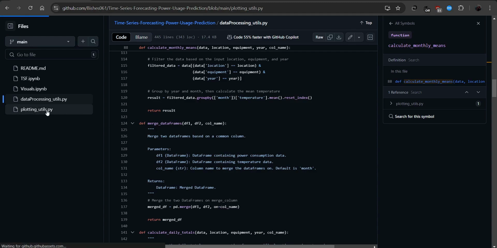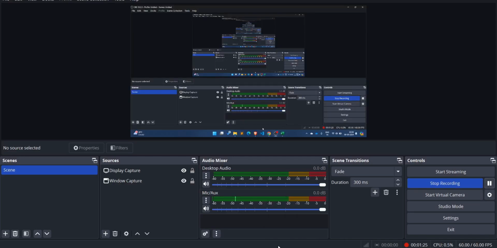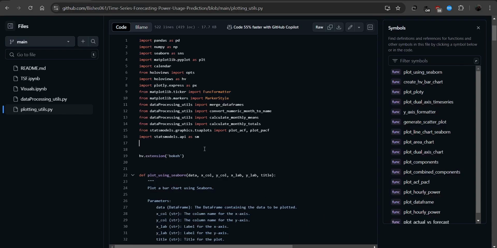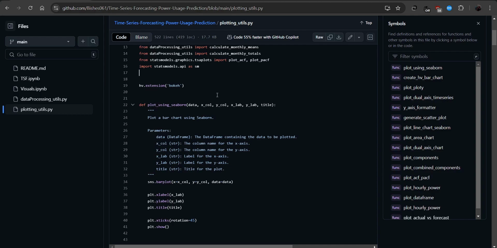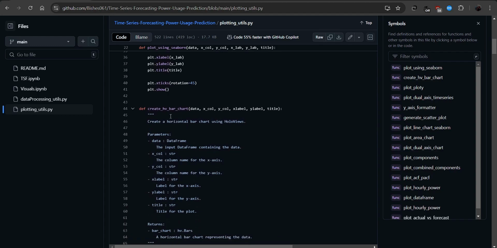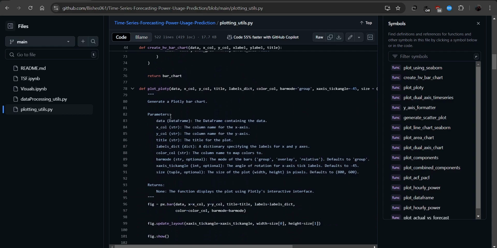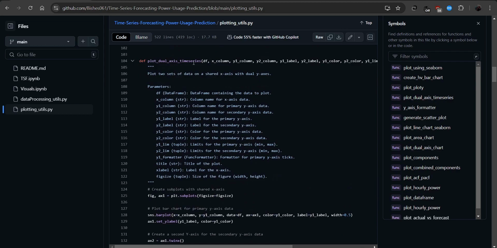Next, coming to the visualization parts. I used custom built plotting utilities from my plotting utilities.py file to generate these graphs. These visualizations helped identify trends such as how certain months showed peaks in power consumption due to the temperature changes. Here are some of the functions that I used to create charts. It also includes a dual axis time series plot.